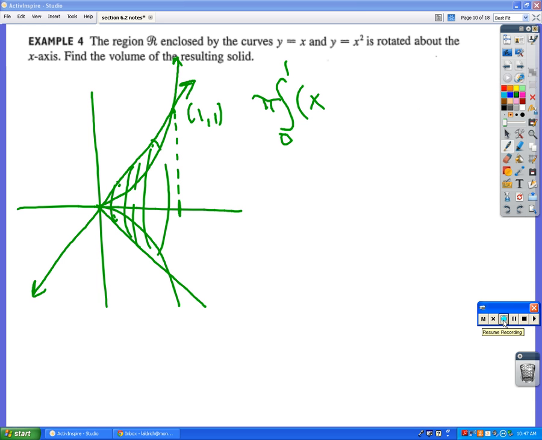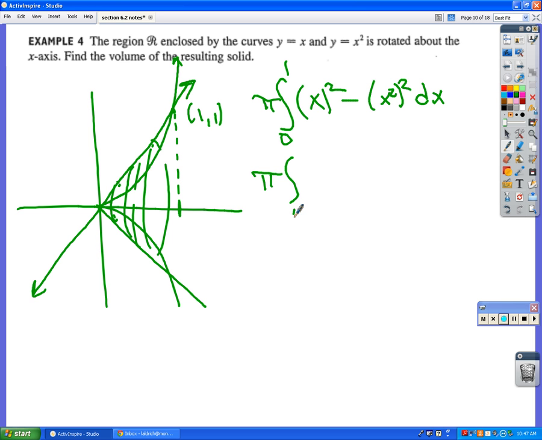You have to do x squared minus x squared squared, but you're not squaring both of them together. This would give you the volume of the entire thing, and then minus the volume of the inside. So you're gonna square first and then subtract, basically, okay?